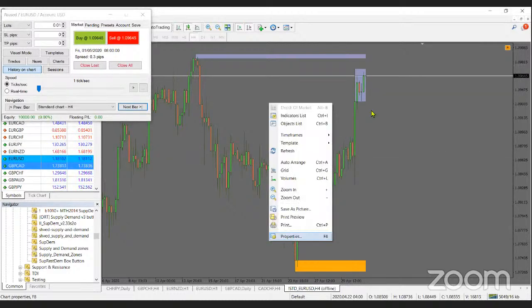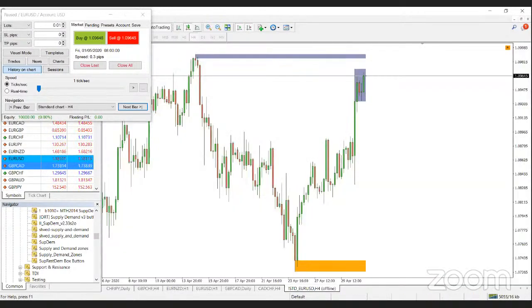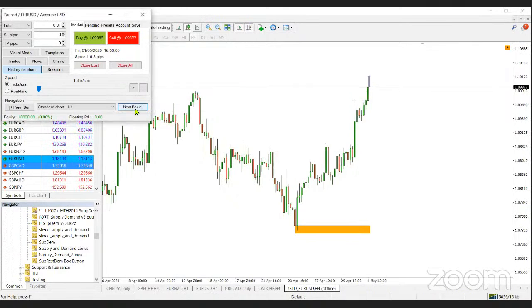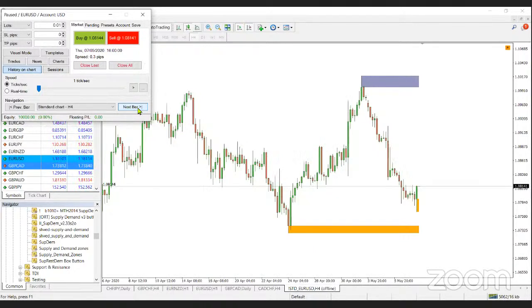Oh, let me change the background color. It's supposed to show text. All right, so you can have a rough idea of how this indicator actually works already.